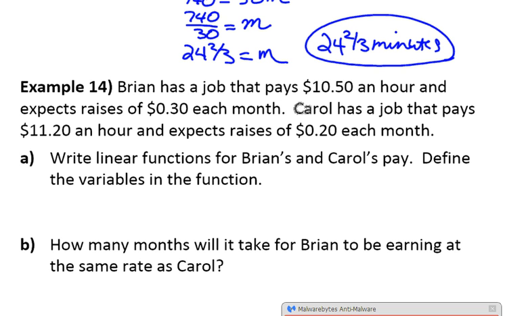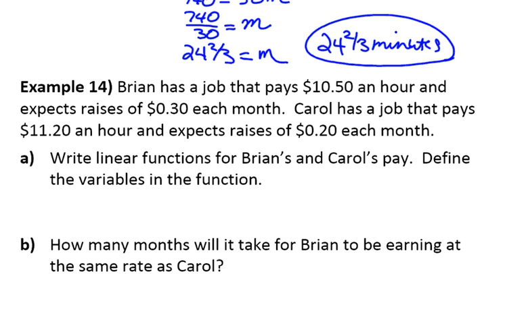Example 14. For example 14, Brian has a job that pays $10.50 an hour and expects a raise of 30 cents each month. There it is, that rate again, 30 cents per month. Carol has a job that pays $11.20 an hour and expects a raise of 20 cents per month. So write linear functions for Brian's and Carol's pay.